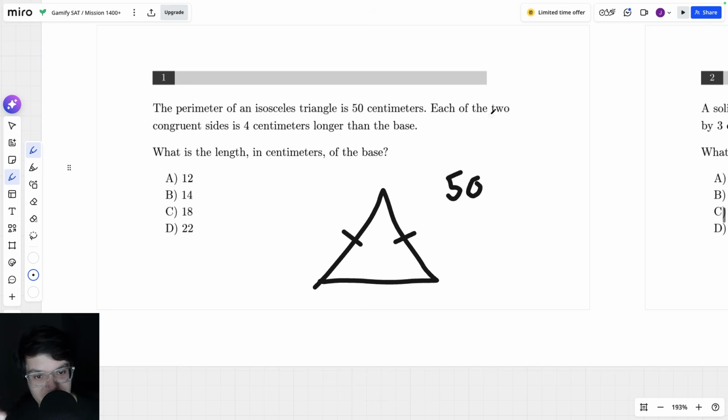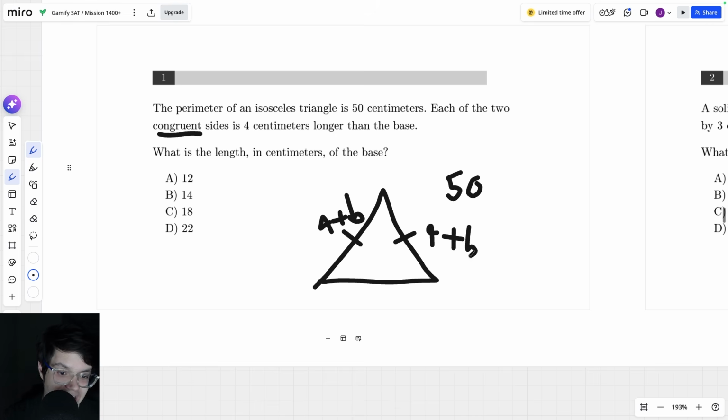Then we get this extra piece of information. Each of the two congruent sides, so this one and that one, is 4 centimeters longer than the base. So we could basically say here 4 plus b for that one, and then also just 4 plus b for this one. And then we have b here, the entire b at the bottom. And so this is how this triangle must look.